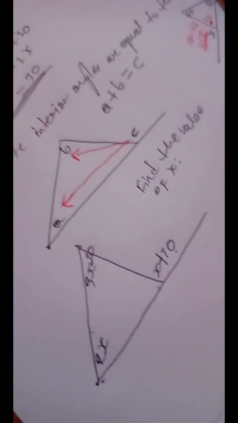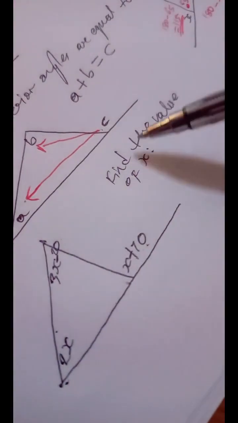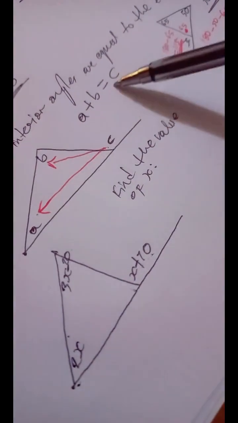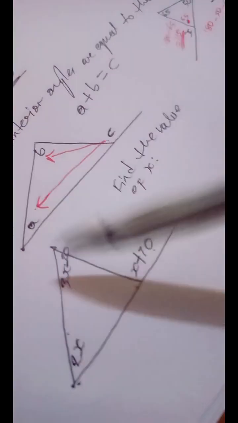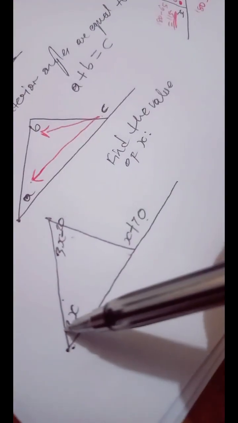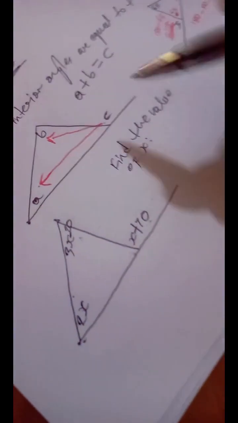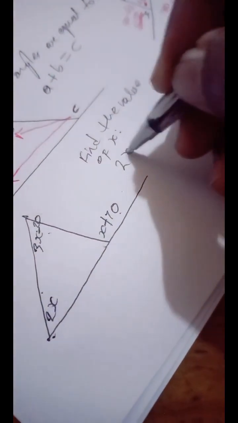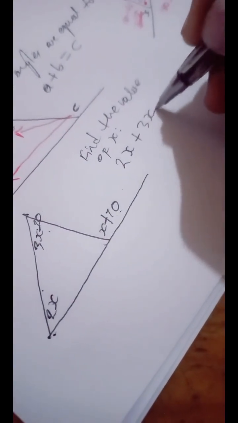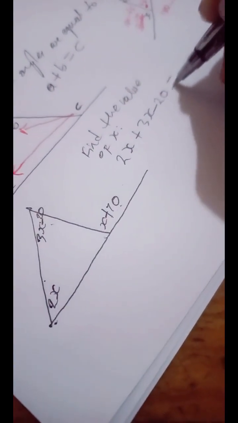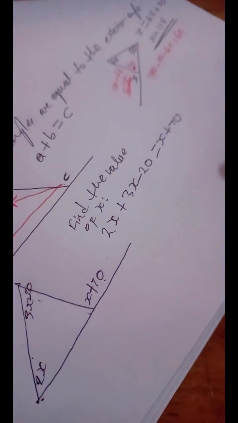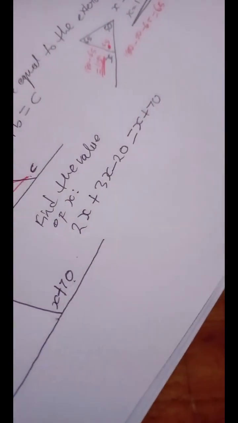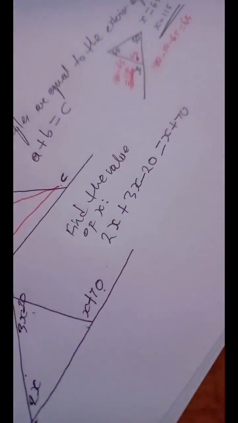Now we are saying find the value of x. Remember, A plus B is equal to C. Opposite interior angles are equal to the exterior angle. So we are saying that this angle plus this angle is equal to this angle. So we have 2x plus 3x minus 20 is equal to x plus 70, like this. I hope we are together here. All right.